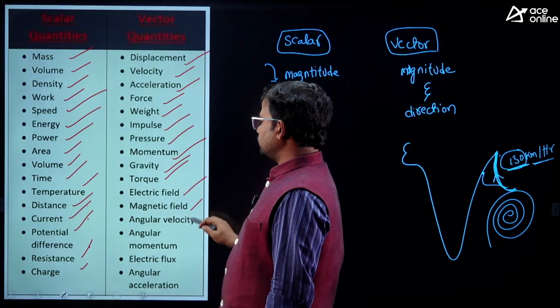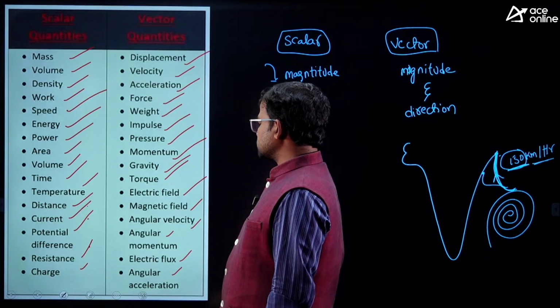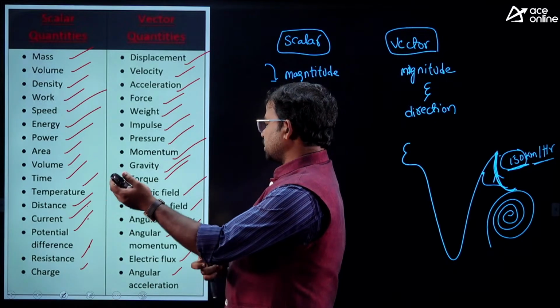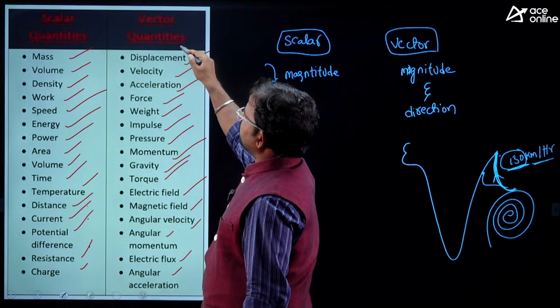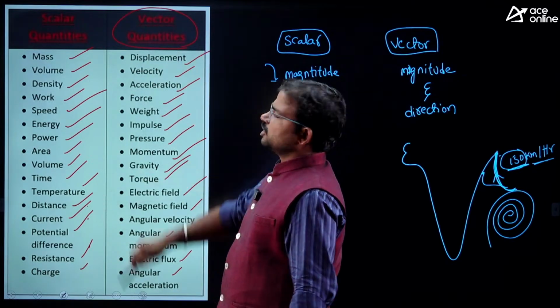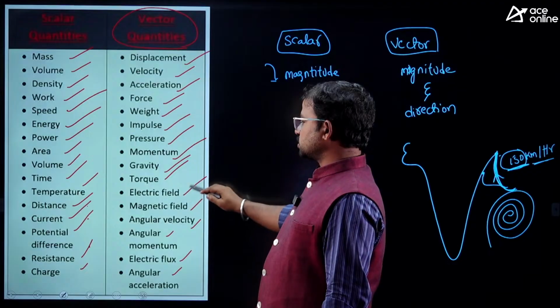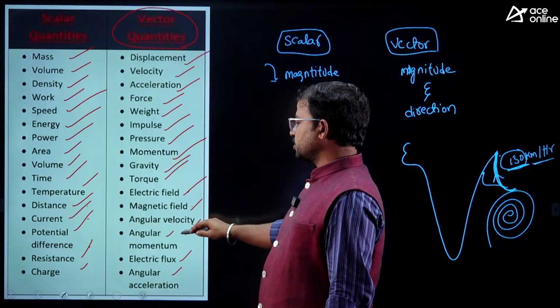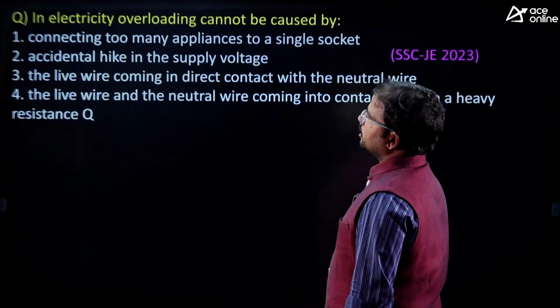Next, electric field, magnetic field, angular velocity, angular momentum, electric flux. Next one, angular acceleration. These are all considered as vector quantities. So gravity, torque, next electric field, magnetic field, angular velocity, angular momentum.